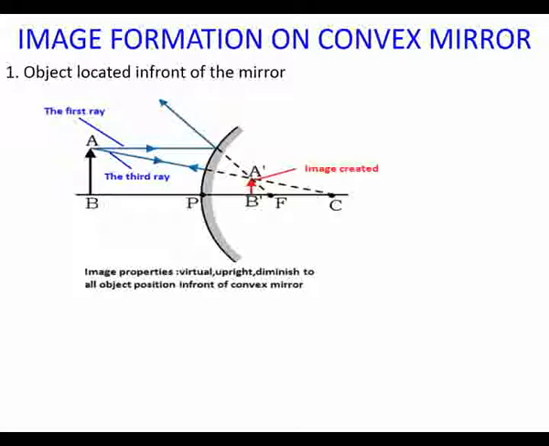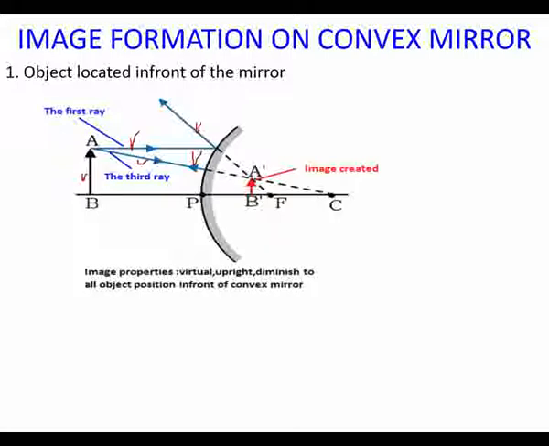While we learn about image formation on convex mirror, first we should realize that the object is always located in front of the mirror. And as you can see from the figure, there are two rays that come to the mirror. The first ray is the ray that comes parallel to the principal axis will be reflected as if the rays come from the focal point of the mirror. And the third ray that comes from the object toward the point C, or center of curvature of the mirror, will be reflected as if the ray comes from point C.